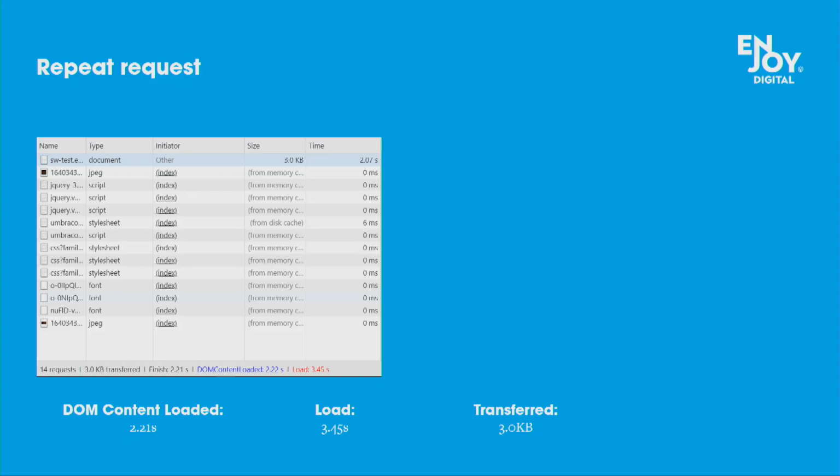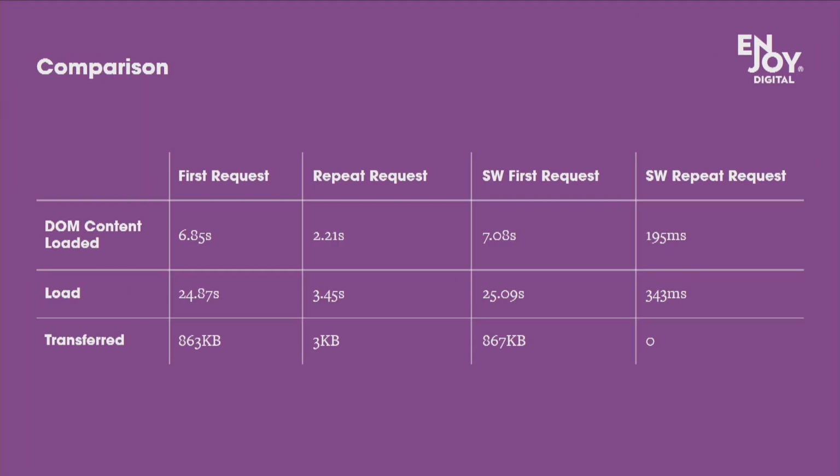I'm now going to scroll back through my slides to the slide that does the comparison table. So as you can see here, we have first requests are about the same, repeat requests coming down, but they're nowhere near the speed of with a service worker in there caching that page.